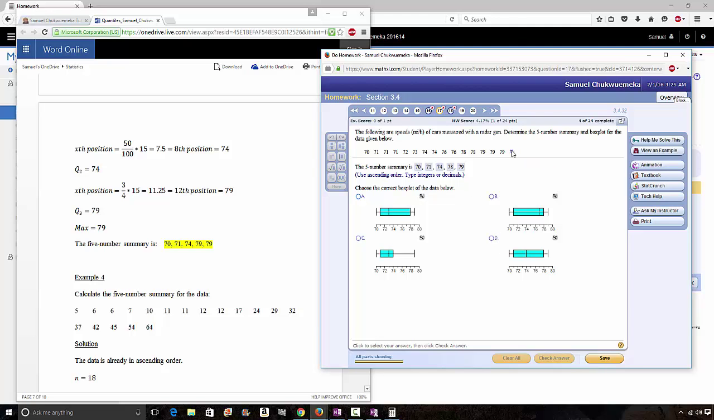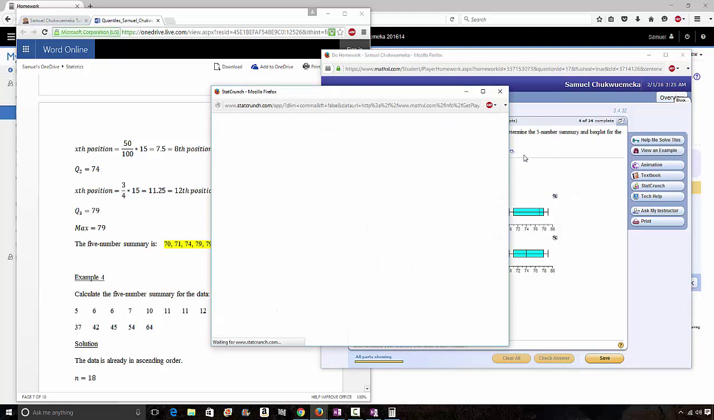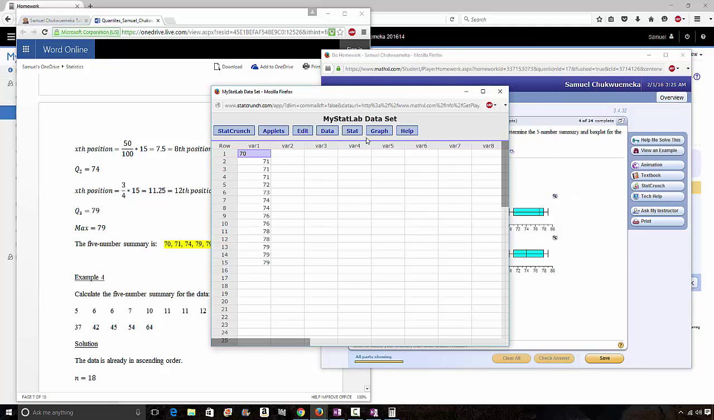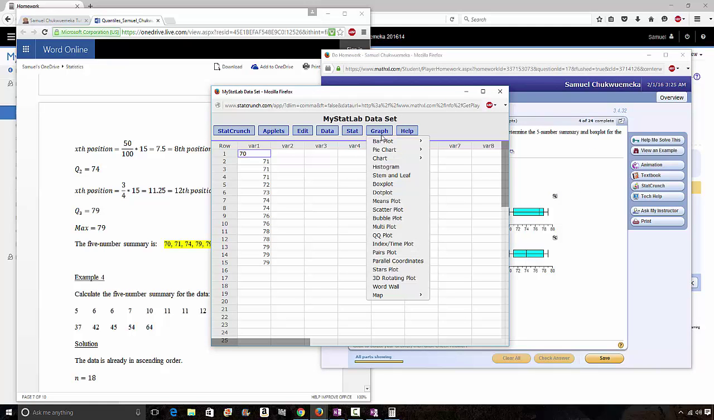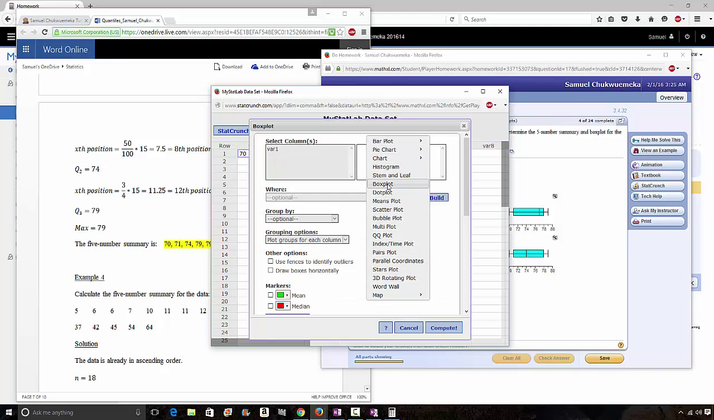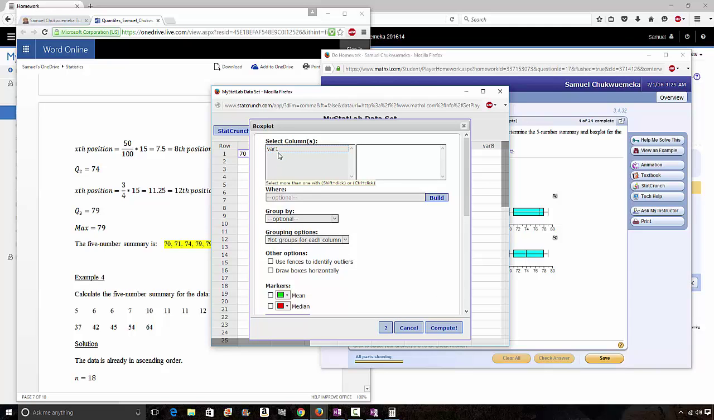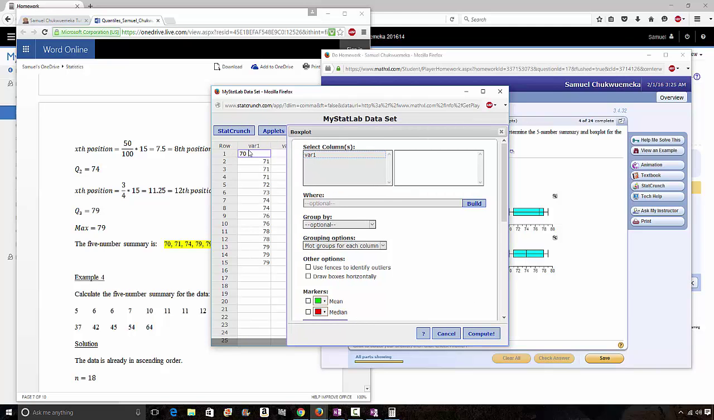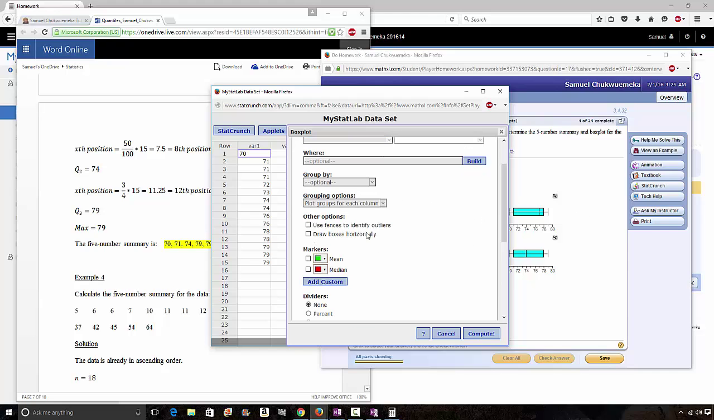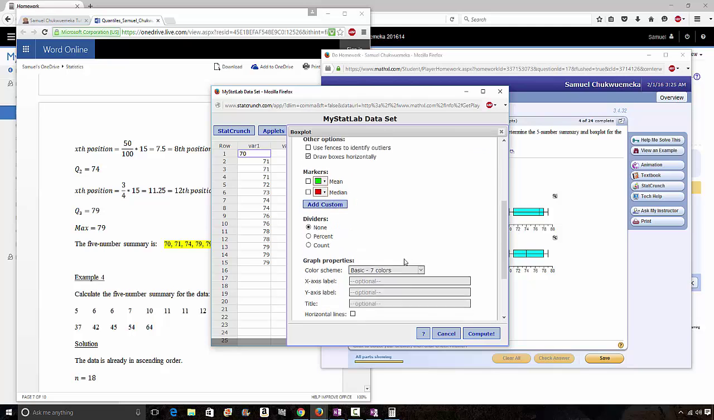We come over here, you open in StatCrunch, you come to graph, you click on box plot, and in this case I didn't rename it. I'll just put variable 1. That's fine. Okay, now for your normal box plot, you want to draw boxes horizontally. We will talk about fences and outliers in a moment. So you just want to check this, draw boxes horizontally.